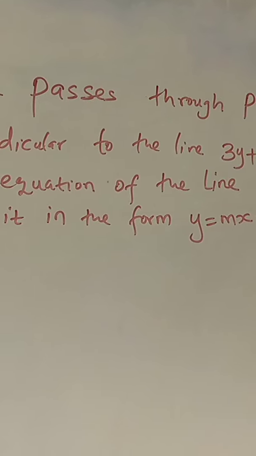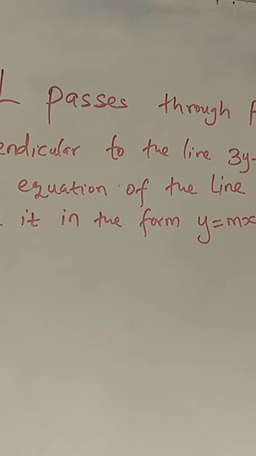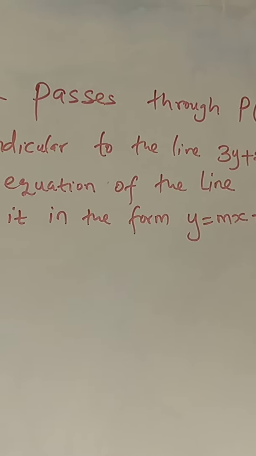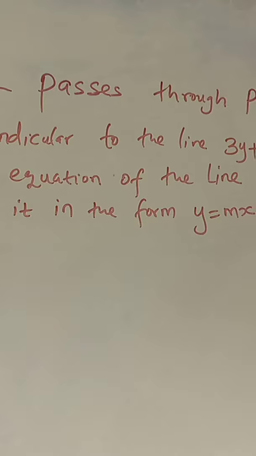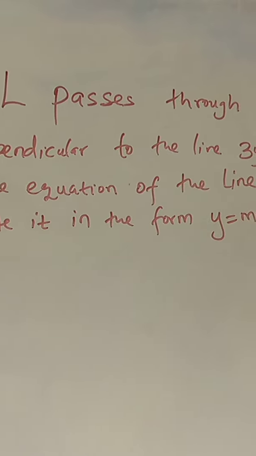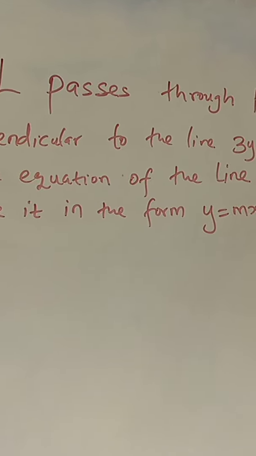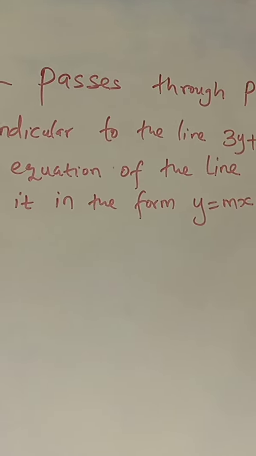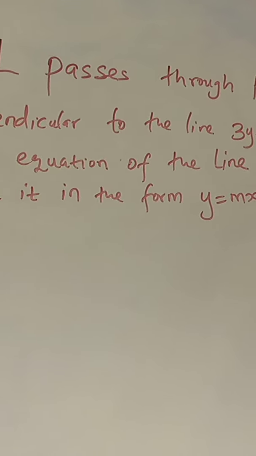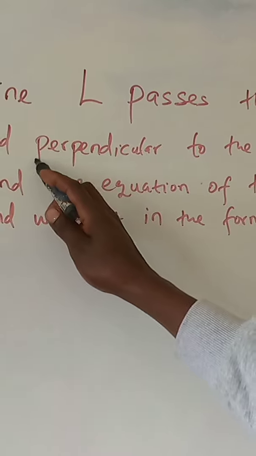Today I want us to look at how we can look at this question, which says line L passes through the point P, that is (8, 6), and is perpendicular to the line 3y + 2x + 6 = 0. Find the equation of the line L and write it in the form y = mx + c. So in this case, the guiding part here is perpendicular.